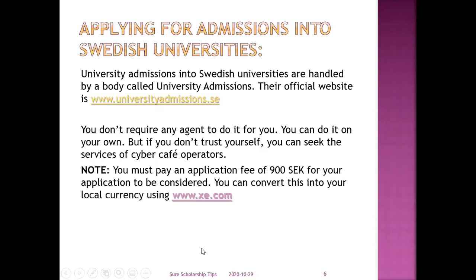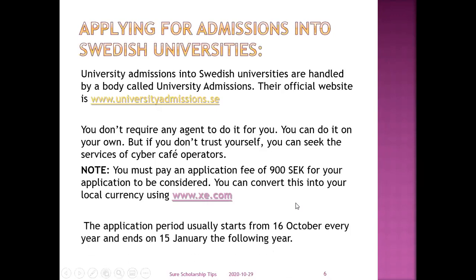So you can use this currency converter, www.se.com, to convert it to your own local currency to know the equivalent of this 900 SEK in your own local currency. The application period usually starts from 16 October every year and ends on 15th January the following year.